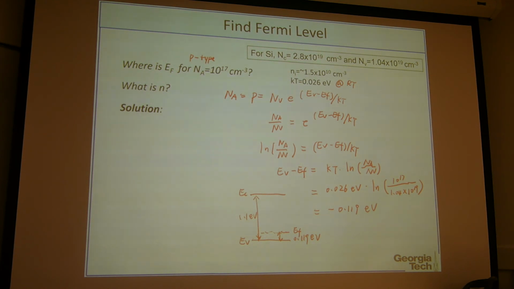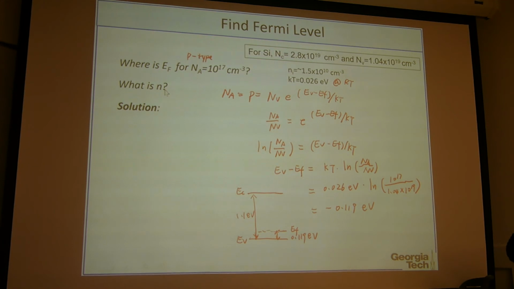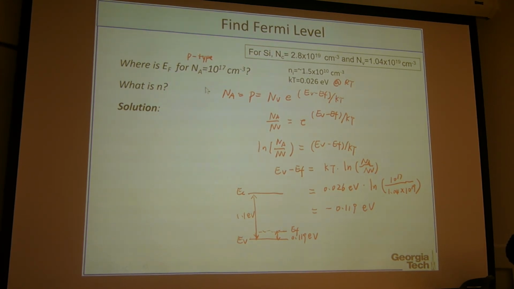And then the second question here is, what is the n, the electron density for this p-type doping? So how do we do this? We have done that in the previous slide. You can always use the np product, because that is a constant at this temperature. So that means n will be equal to ni squared over p. Use np product is ni squared.